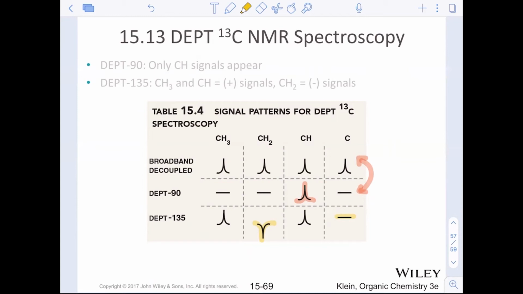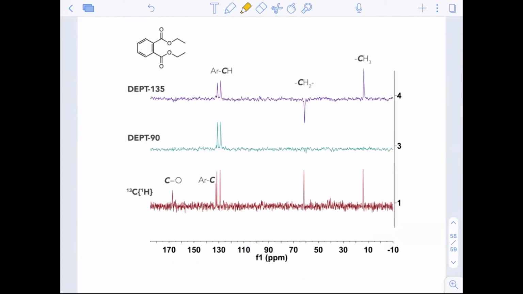A DEPT 135 will invert the CH2 group signal and make it go downward, and it will eliminate our carbon groups with just tetrasubstituted carbons. So this could be carbonyl groups. This could be the carbon that's holding 3 methyls in a butyl group, things like that. So we want to compare, right? We wouldn't ever do a DEPT 135 without doing a broadband decoupled, or a DEPT 90 without doing a broadband decoupled carbon NMR spectrum. So we have diethyl phthalate up here. I chose this one just because of the symmetry, honestly, and its real life application with the phthalates.